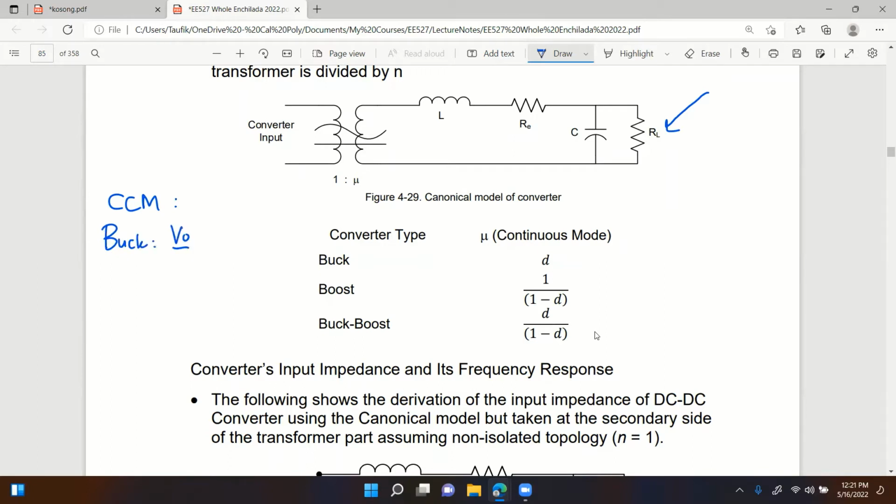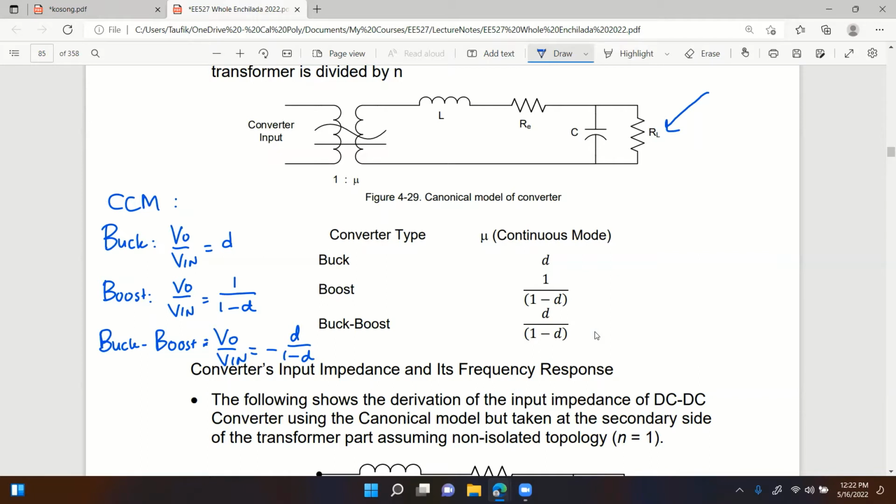For a buck, V out over V in is equal to duty cycle, right? For boost, V out over V in is, what is it? 1 over 1 minus D. And for a buck boost, which is a combination of the two, V out over V in will be minus D over 1 minus D, right?